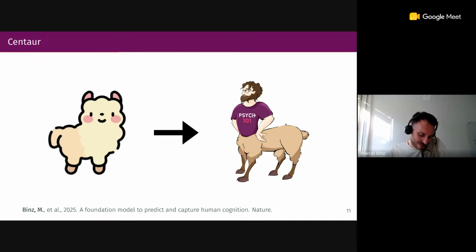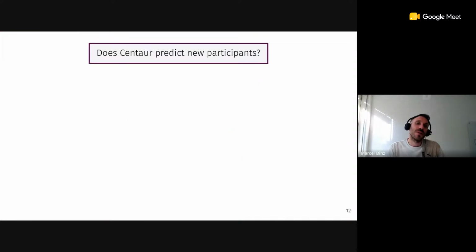We were really looking for a long time for a good name for the model. We wanted it to be some kind of combination between human and llama. Sadly, that doesn't exist, so we had to settle on some nearest neighbor, and that's where the name Centaur came from. And then we wondered, well, how well can Centaur predict the behavior of new unseen participants?